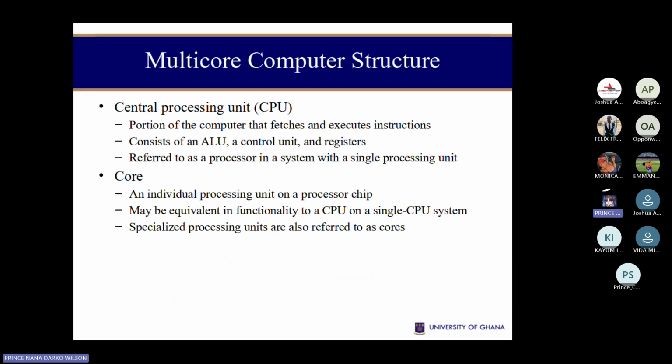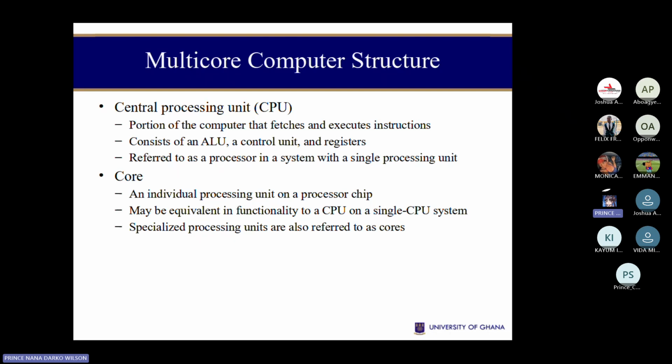Then we have the multi-core computer structure. In today's modern computers, you'll see something like Core i3, Core i5, Core i7. What are these things about? How are they so different from the traditional CPU systems that we are so used to? So the central processing unit is the portion of the computer that fetches and executes instructions. It consists of the arithmetic logic unit, a control unit, and registers.